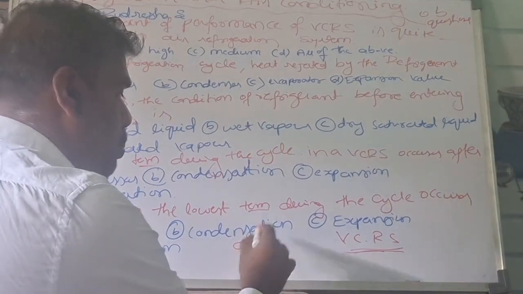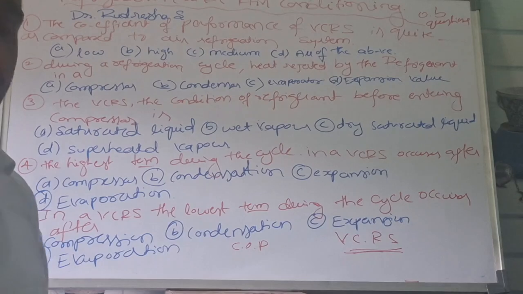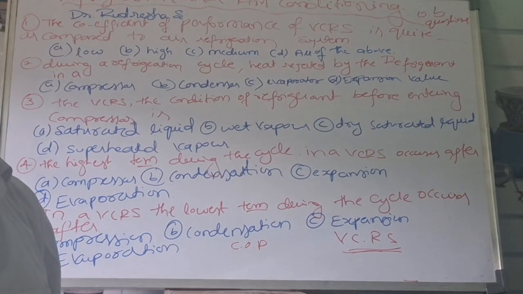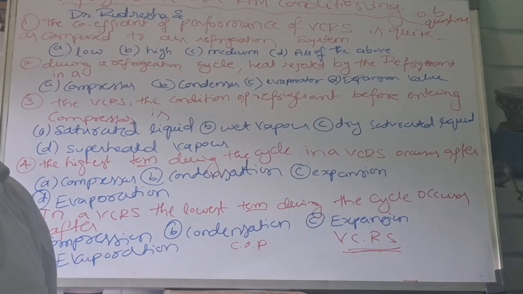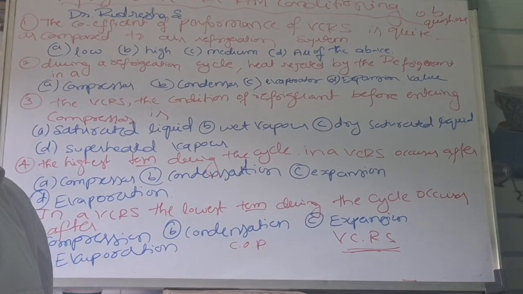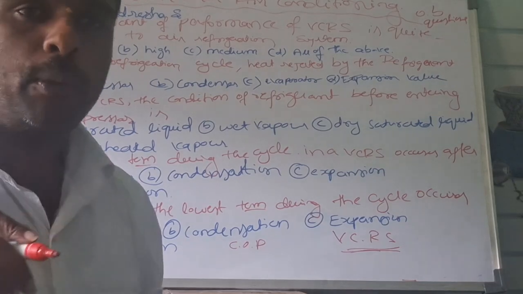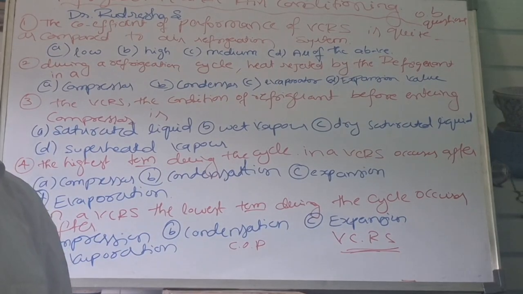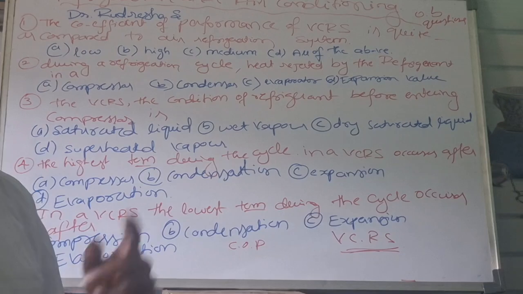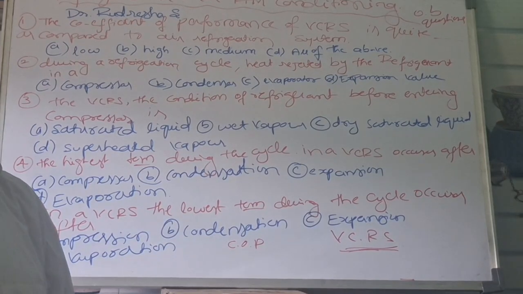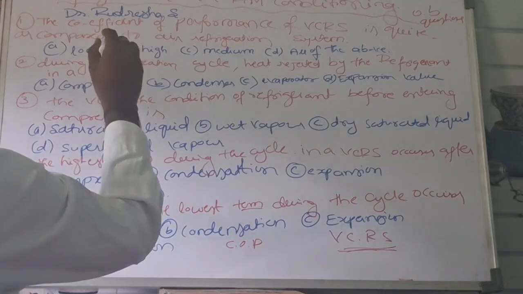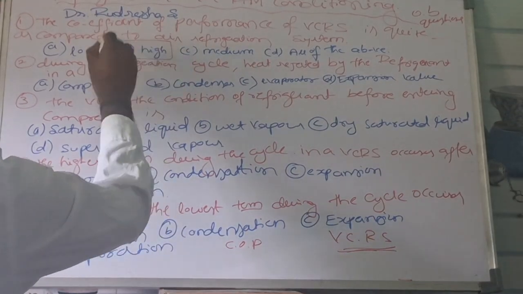COP. What is the meaning of COP? Coefficient of performance. See, always in a vapor compression refrigeration system you use some refrigerant, either R11, R12, or the environmentally friendly refrigerant R134a. But in the place of that, the air refrigerant is used, most of the cases in ships, but the vapor compression refrigeration system always has more. Okay, this answer is I. The first answer is I.